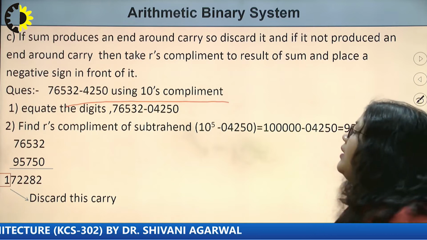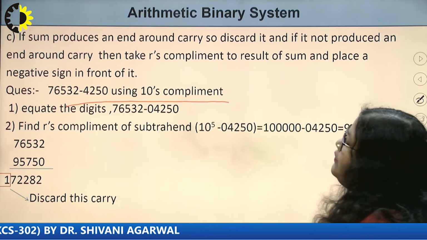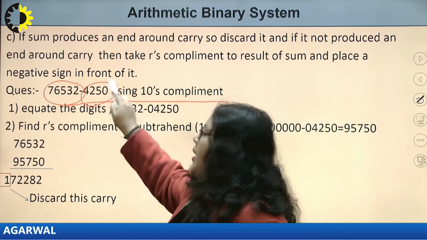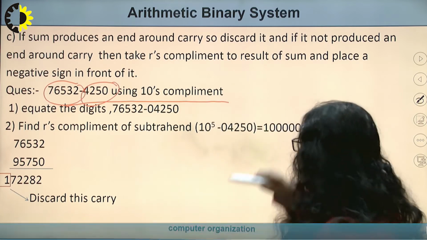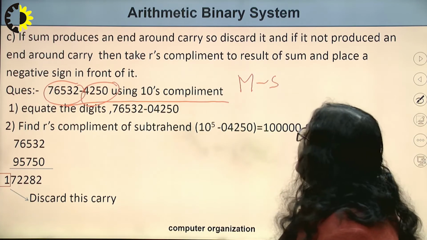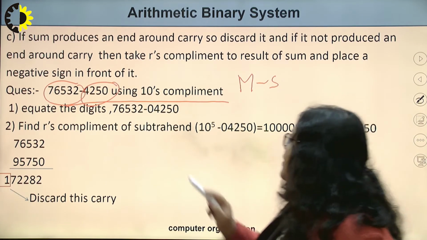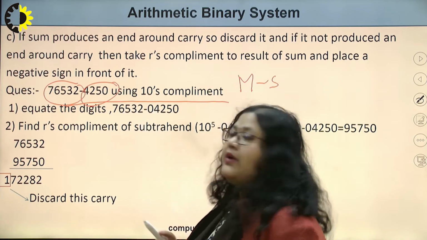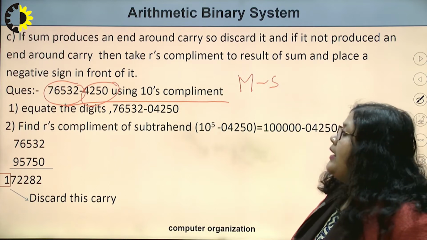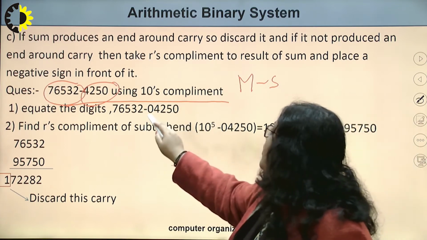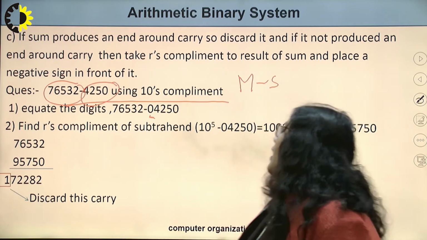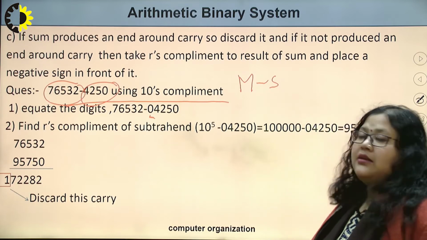Let's take an example. This is 76532 minus 4250 using 10's complement. This is the minuend part, this is the subtrahend part. This is M, this is S, in the form of M minus S. First we have to equate the digits. These are 1, 2, 3, 4, 5 digits, and these are 1, 2, 3, 4. So we put the 0 at the MSB part. So it is 0, 4, 2, 5, 0. Now the first rule is clear, that is we have to equate the digits.